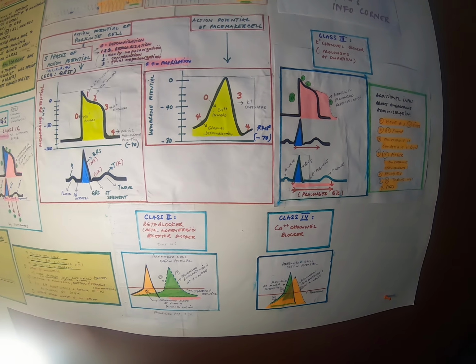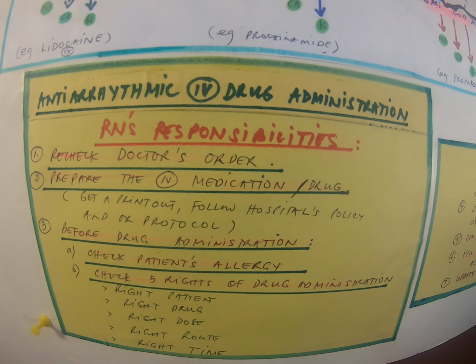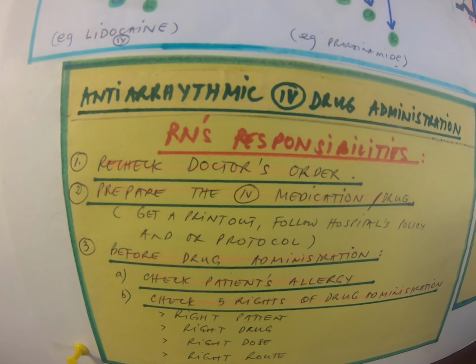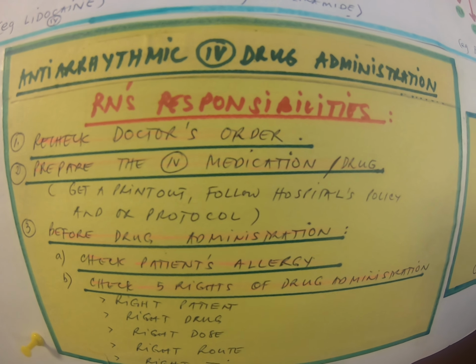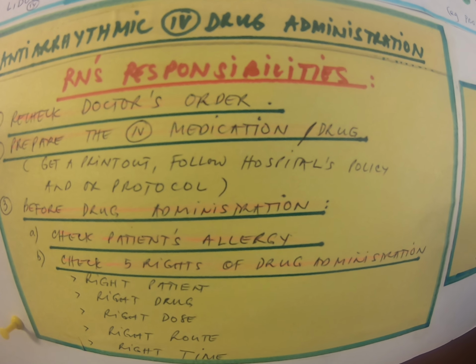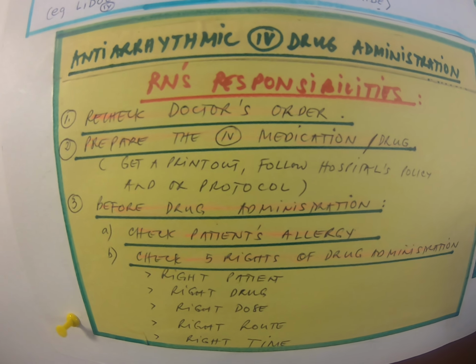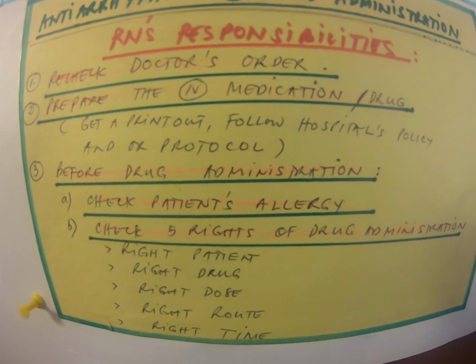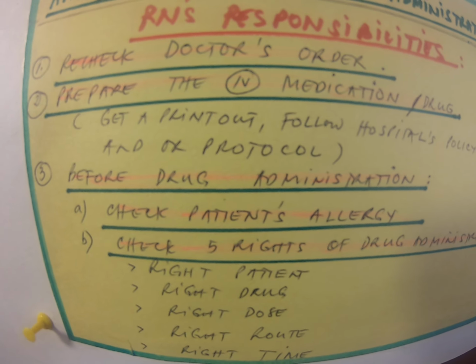So let us take a look at the nursing responsibilities. Okay, here are the nursing responsibilities here. Number 1, you have to recheck the doctor's order, prepare the IV medication or drug, get a printout, and follow your hospital policy or protocol. So before your drug administration, be sure that you check again the patient's allergy status, just to be sure that everything is safe.